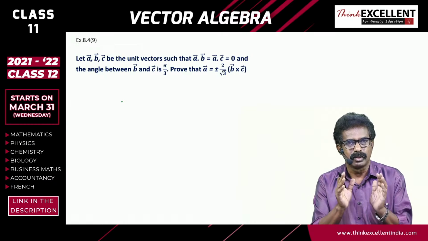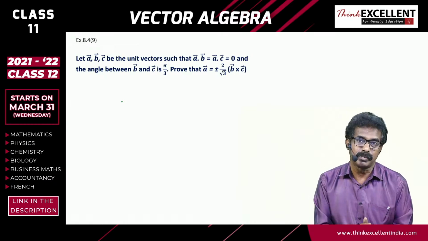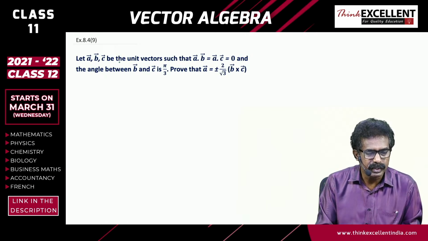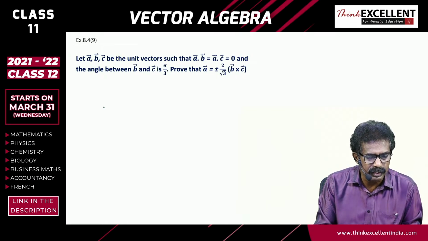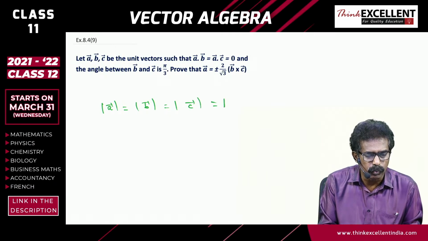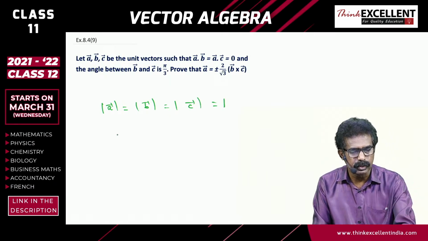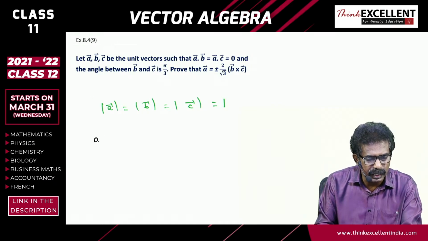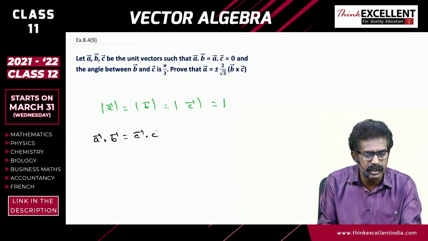Okay, so if you want to learn all the concepts for 12th standard, look at this one. A vector, B vector, C vector are unit vectors. அப்படின்னா உங்களுக்கு என்ன தெரியும்? எல்லாத்துக்குமே magnitude 1. Modulus of A vector, modulus of B vector and modulus of C vector all 1, right? So A, B, C are unit vectors such that A dot B equal to A dot C equal to 0.